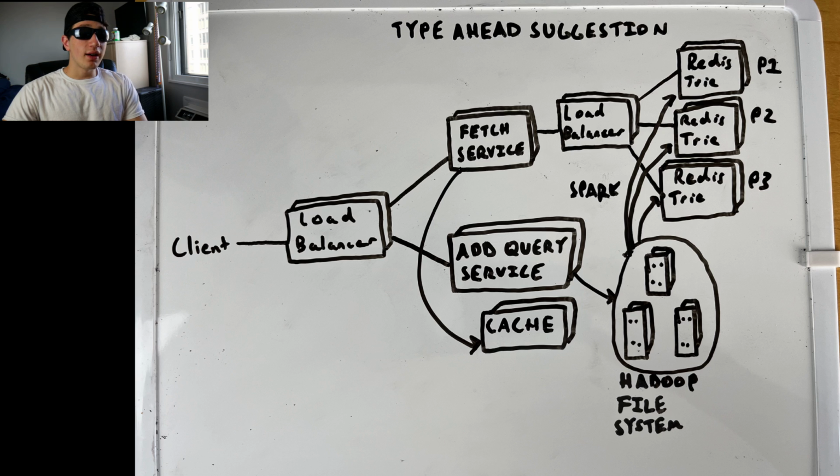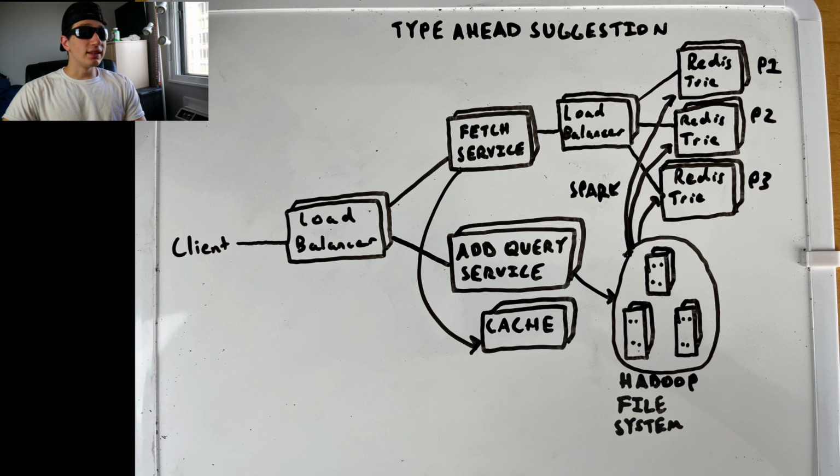Additionally, we have our add query service. The reasoning for this being that every single time a client ends up choosing what they're going to be searching, we want to take that query and put it in HDFS. So that at an interval that we specify, perhaps once a day, maybe twice a day, we're going to run a huge batch job through something like MapReduce or Spark, and then update all of our Redis instances, where we can create a copy of this new trie and then switch over on all the Redis instances to using that trie.